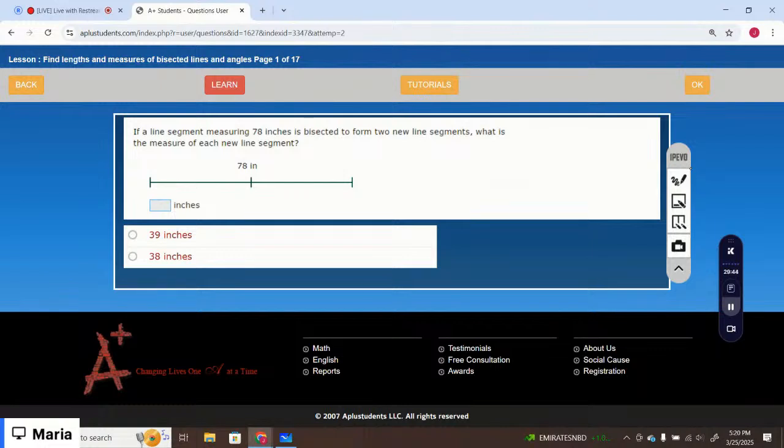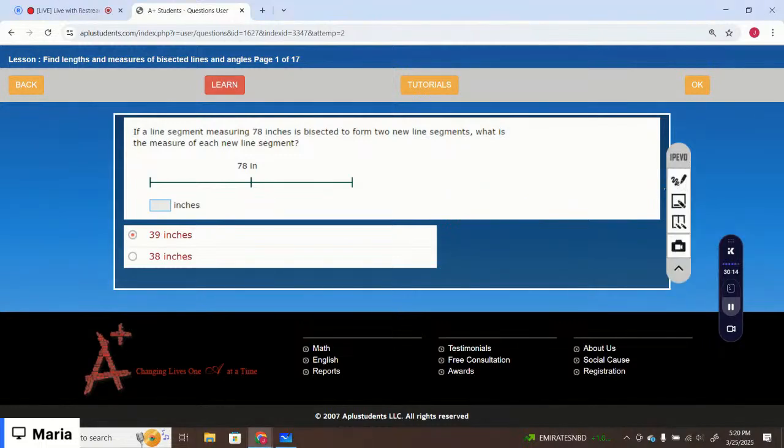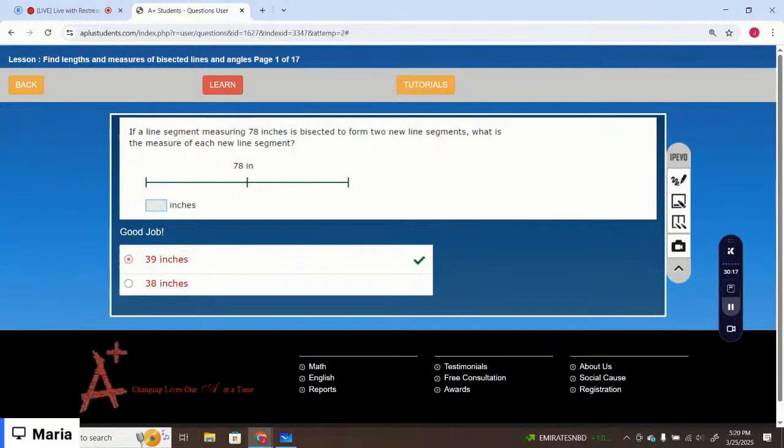If a line segment measuring 78 inches is bisected to form two new line segments, what is the measure of each new line segment? So 78 inches it is. You need to divide it into two equal parts. So you just have to divide 78 by 2. So 78 divided by 2 equals 39 inches. It is option number 1, the correct option.